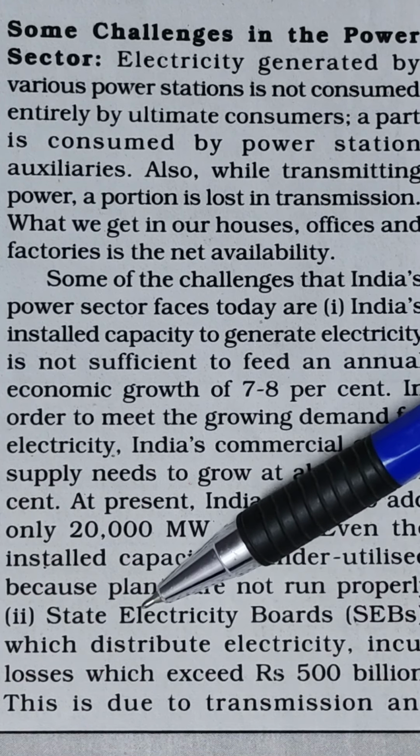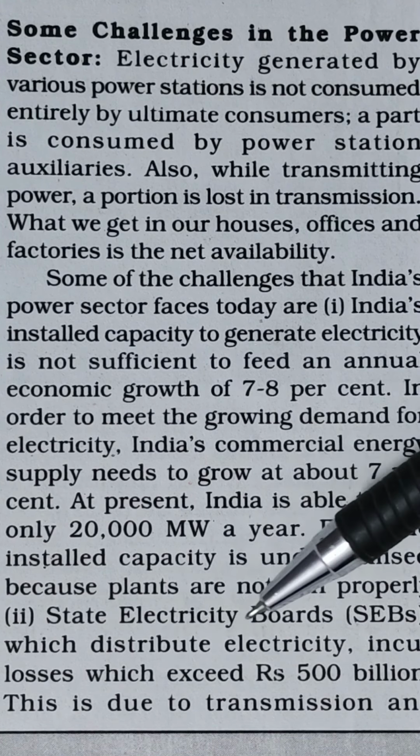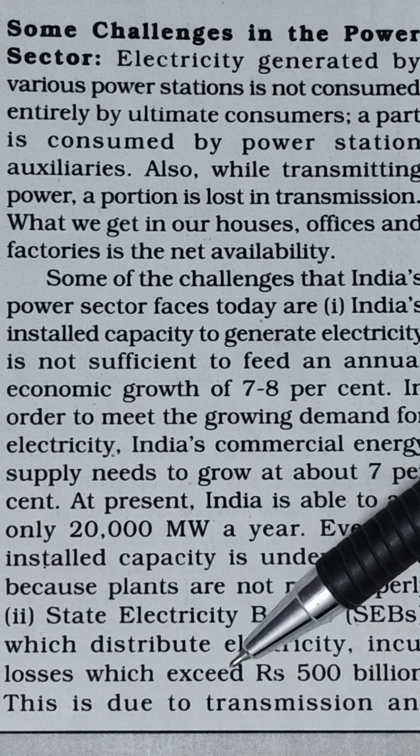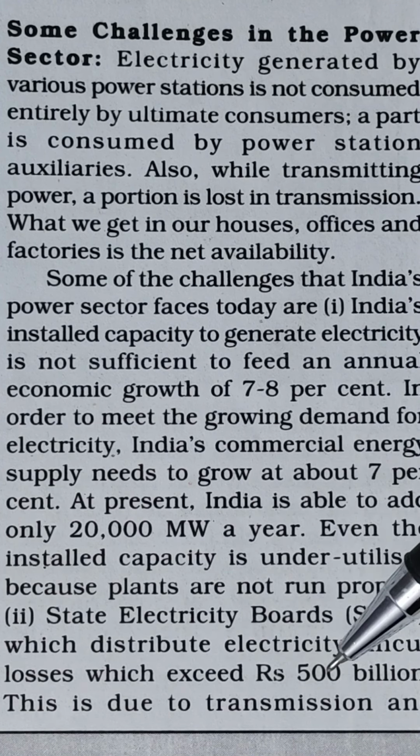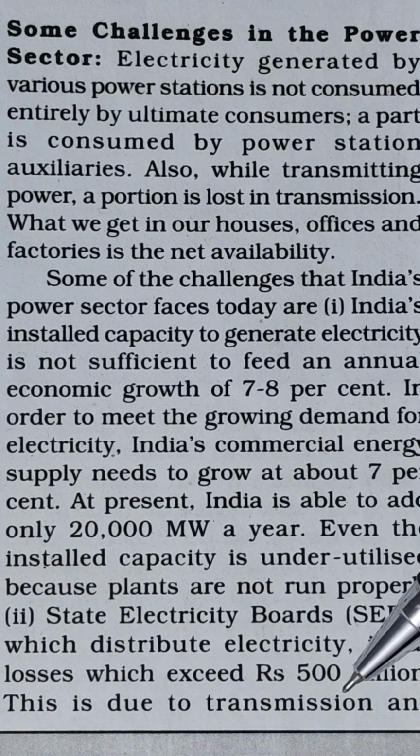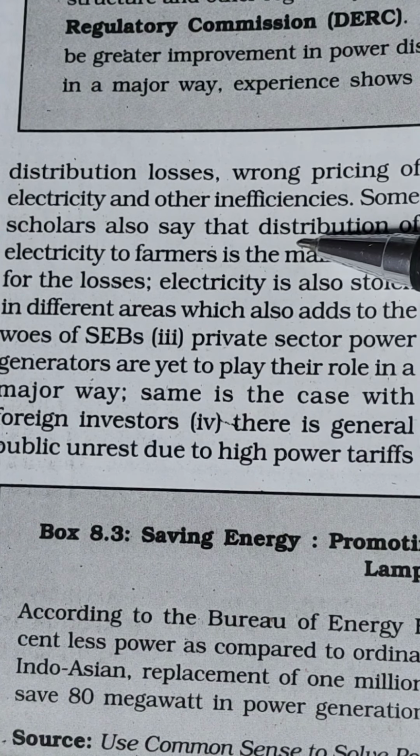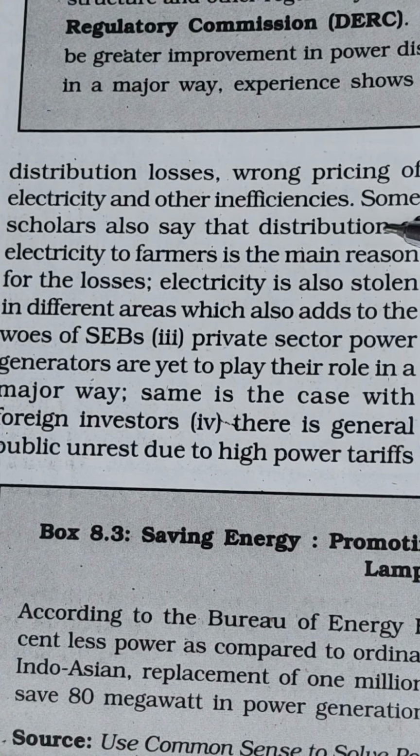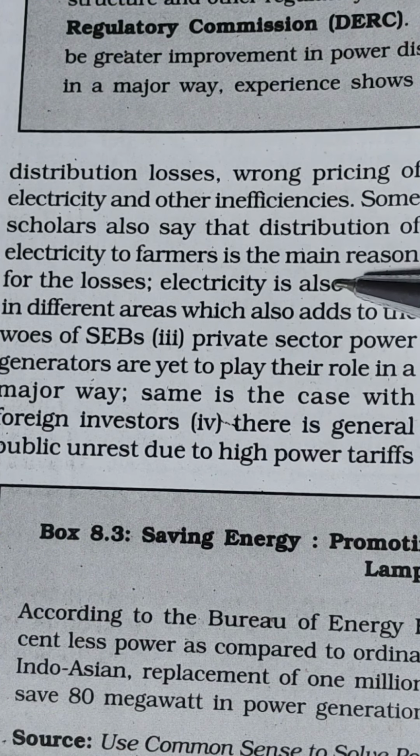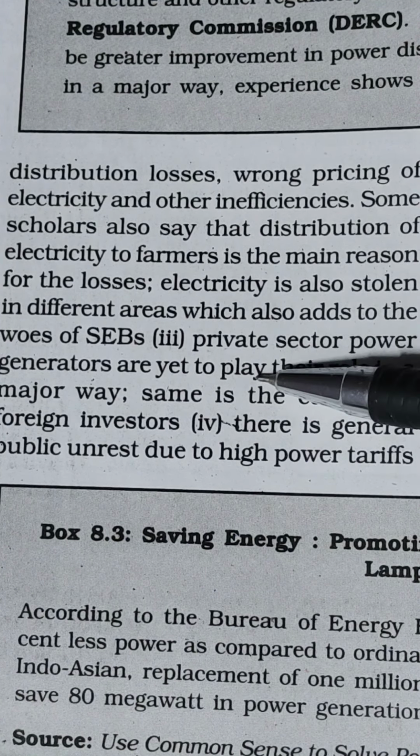Second point, state electricity boards, SEBs, which distribute electricity, incur losses which exceed rupees 500 billion. This is due to transmission and distribution losses, wrong pricing of electricity and other inefficiencies. Some scholars also say that distribution of electricity to farmers is the main reason for the losses. Electricity is also stolen in different areas, which also adds to the woes of SEBs.